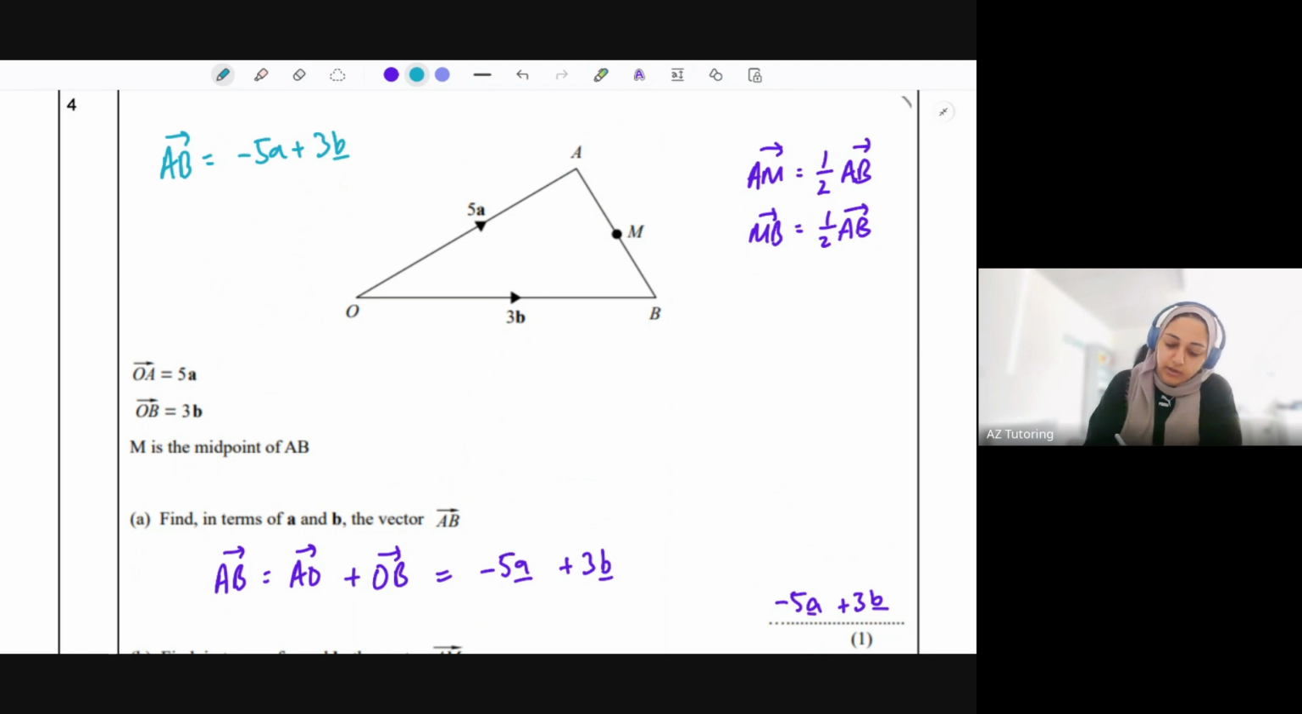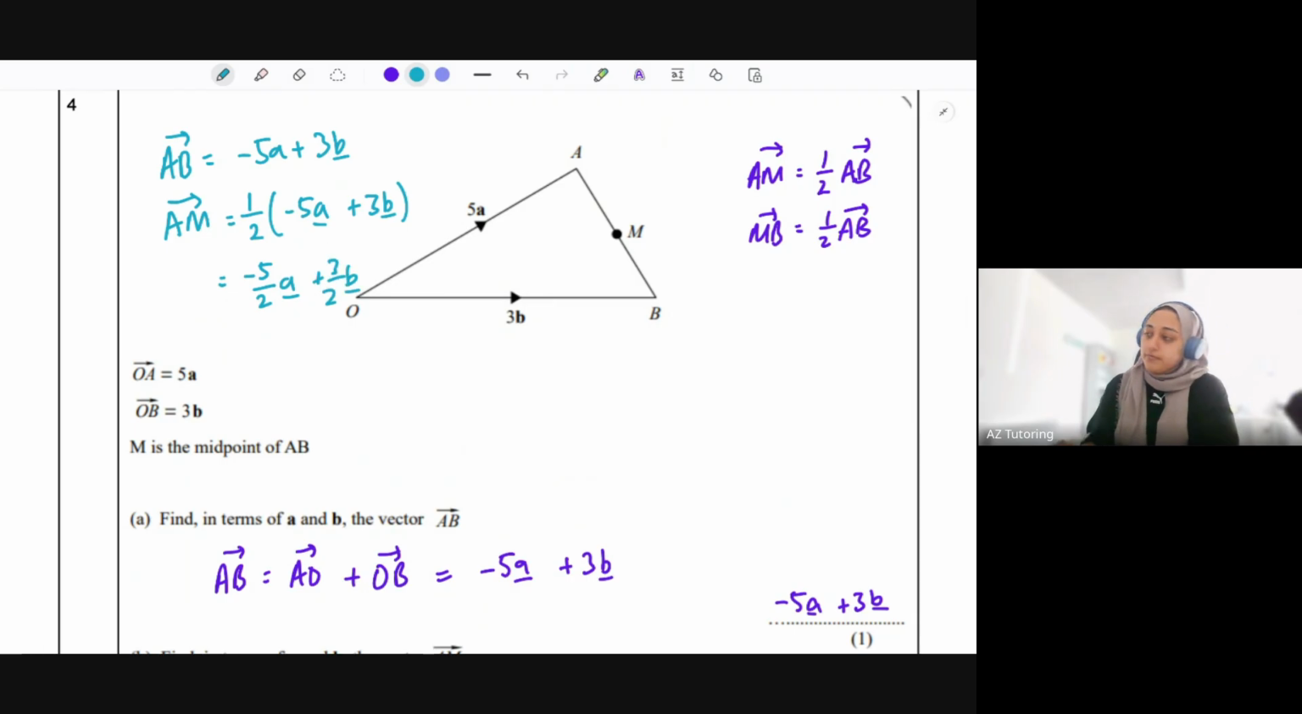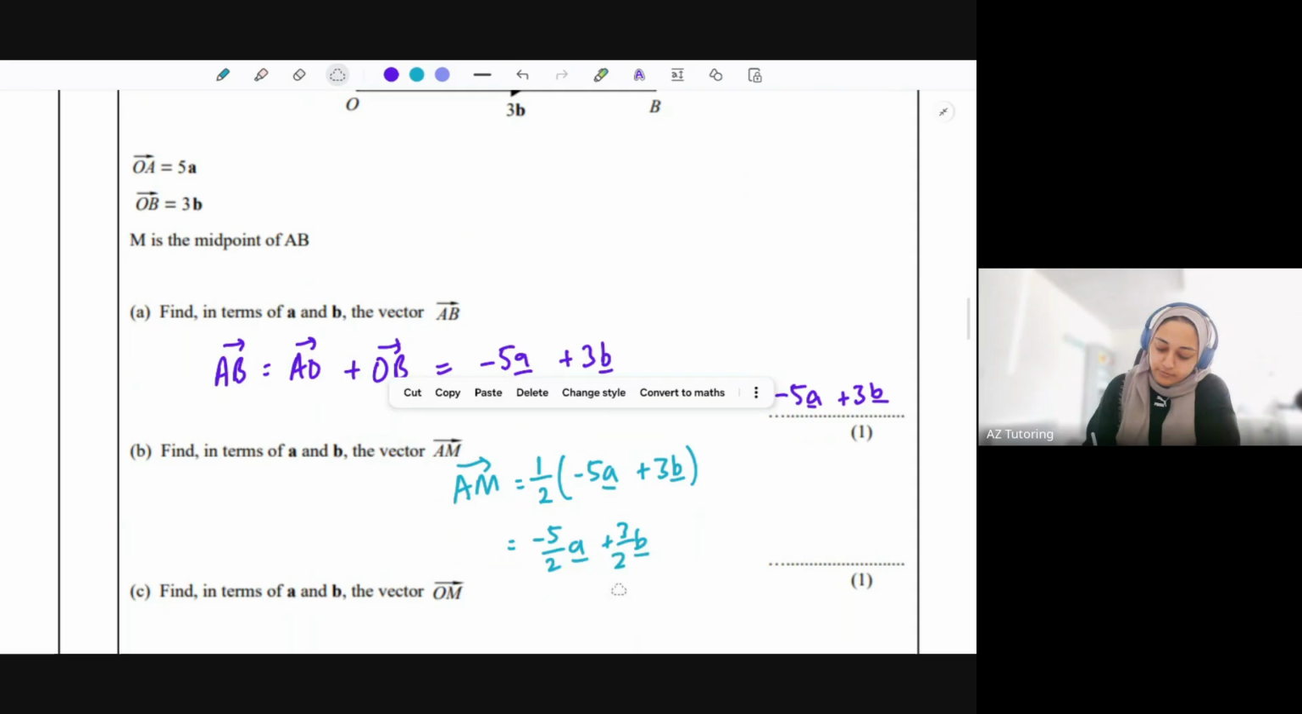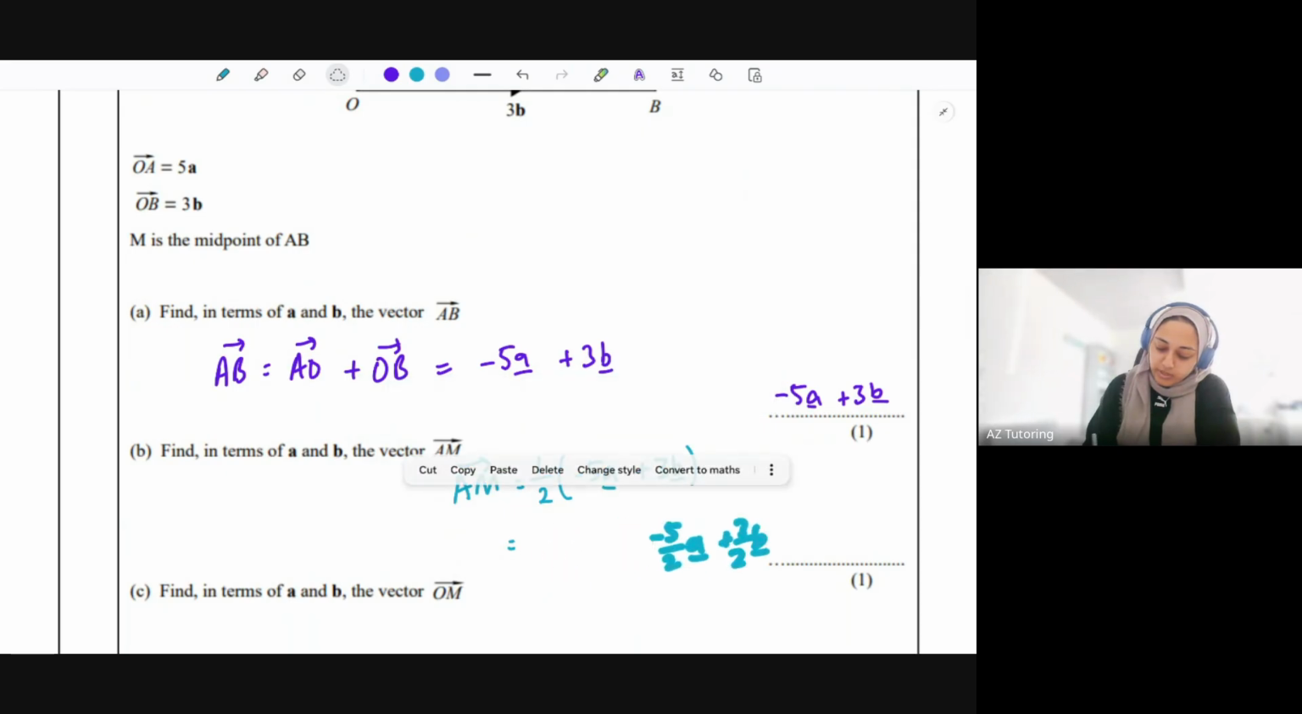So to work out AM, we know that's half of AB. So we're just doing a half times AB, which is minus 5A plus 3B. So therefore, that gives us minus 5 over 2A plus 3 over 2B. And that's our answer. We'll bring this down to here, where this is our answer.